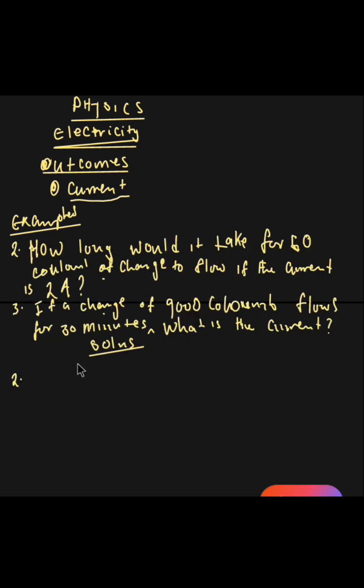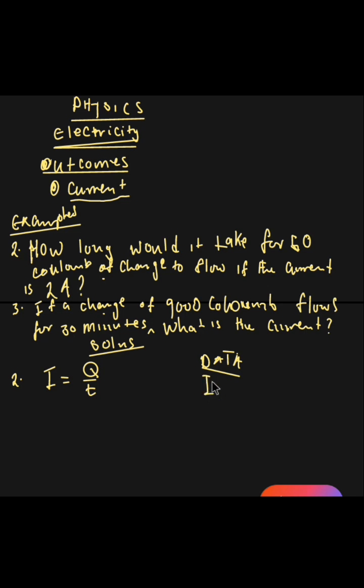Okay, so the second example is the question which reads as follows. How long would it take for 50 coulomb of charge to flow if the current is 2 amps? So as usual, you are supposed to come up with a formula, which is current is equal to charge over the time taken. Like we did in the first example, we need to come up with the data from the question.